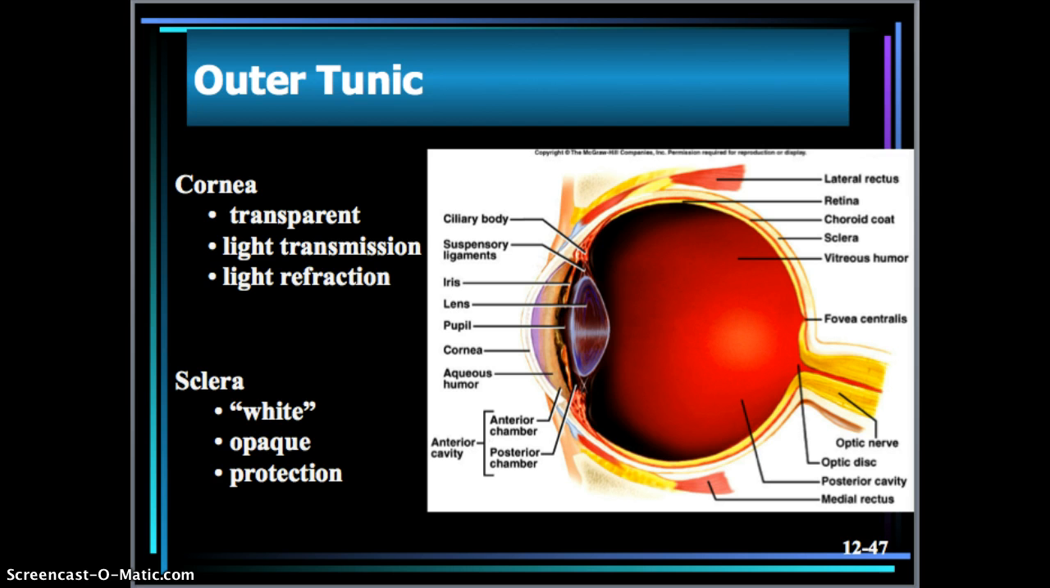The sclera is along the circumference, and it's continuous with the cornea. So the cornea is found here in the front, and then the rest of this is all sclera. And it's the white portion of the eye, and it's white and opaque because it's very disorganized collagen and elastic fibers, whereas the cornea is very organized connective tissue fibers. And this protects the eye, and it attaches those extrinsic muscles from the eye to the orbit of the eye.